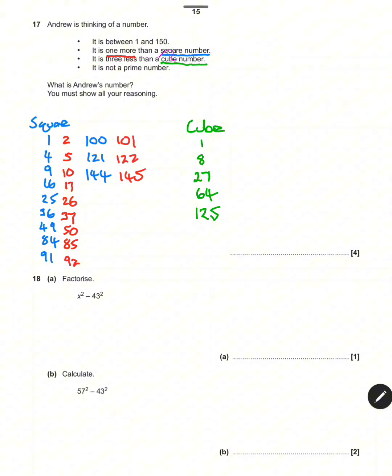Back into this line, it actually says 3 less than a cube number. So I need to do 3 less than these. Well, 1 take 3 is negative 2. I already know that's not going to be right because it's less than 1. But keep going. 8 take 3 is 5. 27 take 3 is 24. 61 and 122.